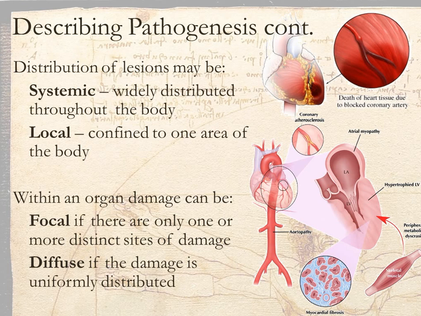Describing location. This is probably a gimme, but systemic versus local. Systemic means the whole system. Local means it's isolated to an organ. When you're isolated to an organ, you can say focal or diffuse. So somebody can have a focal lesion on their liver, just one area of the liver that's necrotic or damaged, or they can have diffuse damage, like cirrhosis of the liver that affects the whole liver. So we can define and subdefine.